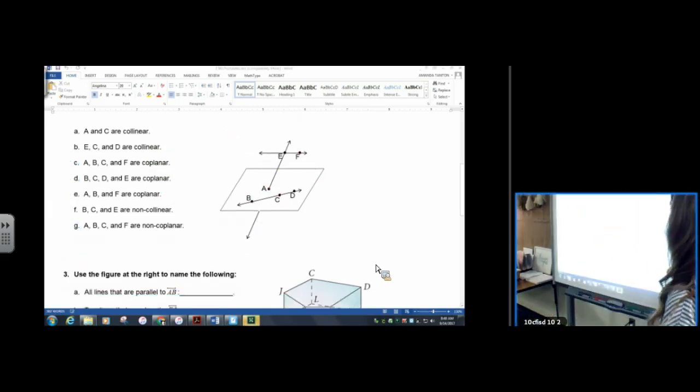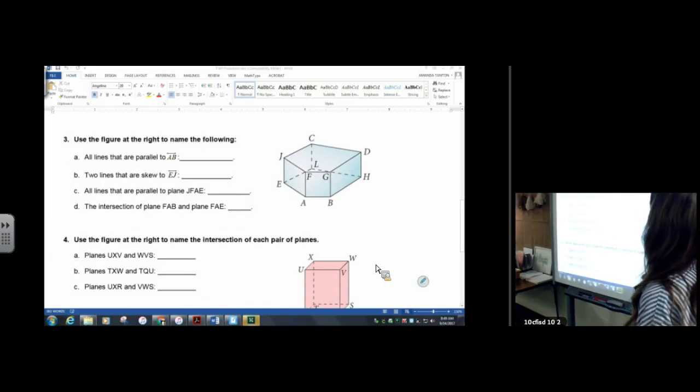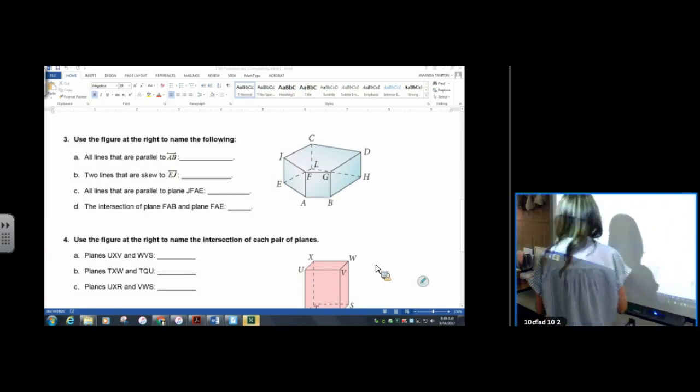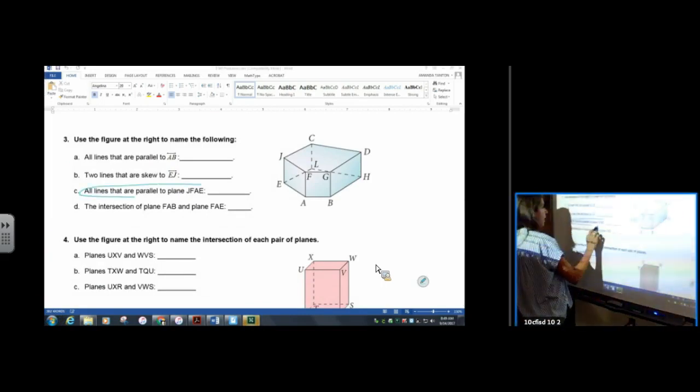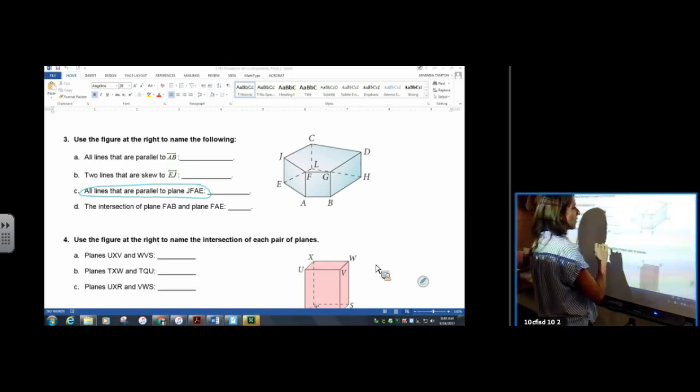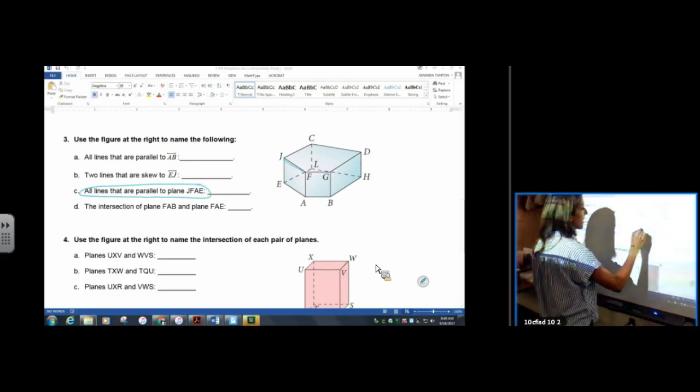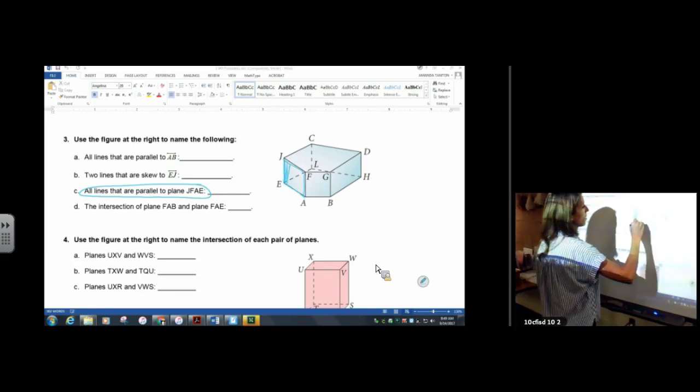All right, 3C. Use the figure at the right to name the following. All lines that are parallel to plane JFAE. So you find the plane, you highlight it.